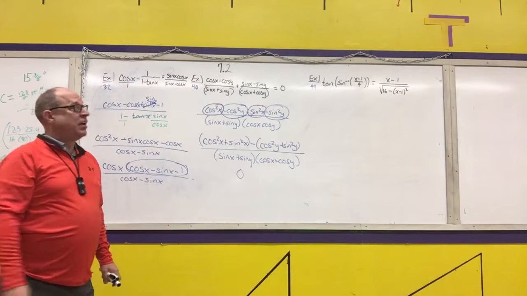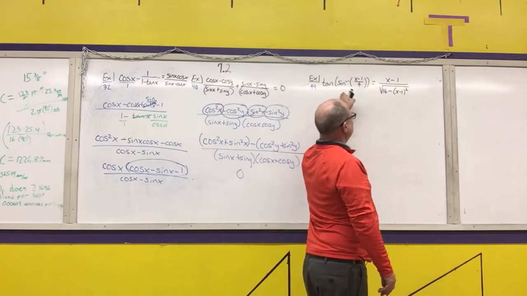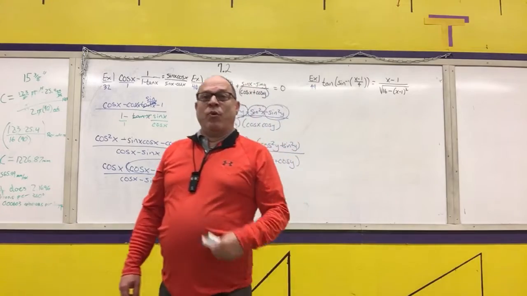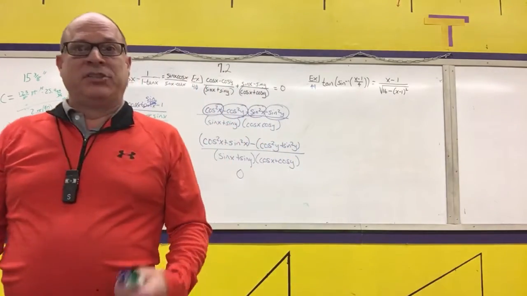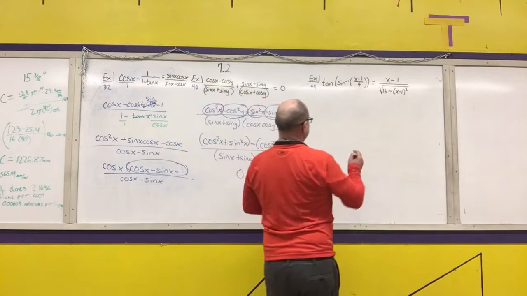49. 49 I could have asked you on the last test. It's telling me take the tangent of the inverse sine of x minus 1 over 4. Okay? We are going to use our trig properties to come up with these answers. Well, first thing I'm going to do is draw a triangle.